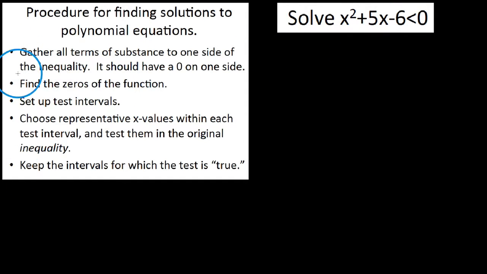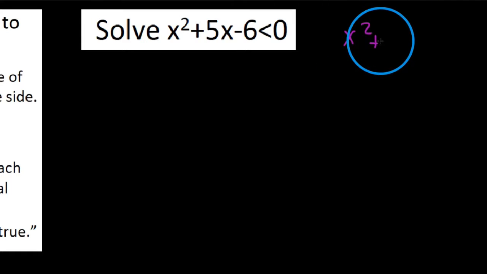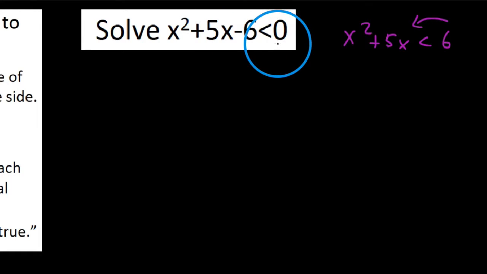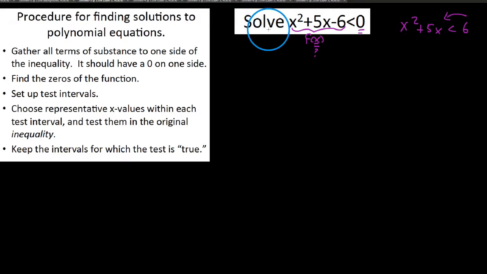Okay, so let's go ahead and take a look at these steps that I have here, and I'll walk through some of them with you, and then we'll consider the graph of this and see how that supports us. So we say that our procedure for finding the solutions to polynomial equations, the first thing we want to do is gather all terms of substance to one side of the inequality. So essentially, if I were to have something like this, hypothetically, x squared plus 5x is less than 6, I would have to bring the 6 back over to the left side here so that we've established a 0 on one side, because what we're really saying here is that we have some function of x, and I want to know what x values cause our y values to be, in this case, less than 0. So we're going to gather all the terms of substance to one side, getting a 0 on the other side, and then we're just going to find the zeros of the function.